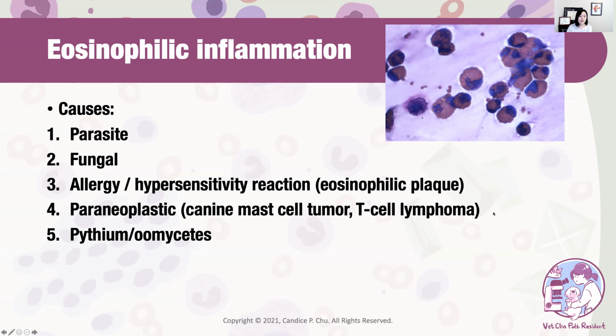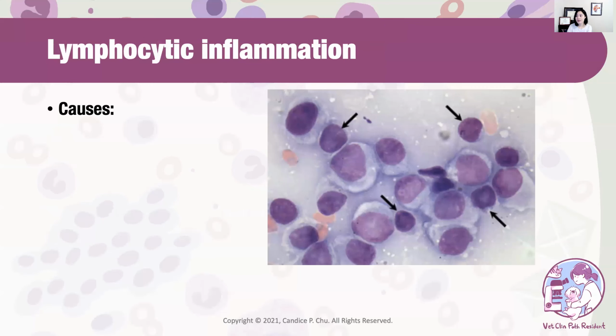And then something like a fungal organism, but not exactly a fungal organism. So like Pythium or oomycetes, they cause eosinophilic inflammation as well. And also don't forget the cause of idiopathic. And then moving on to lymphocytic inflammation. So in this picture, we have a type of neoplasia, and then we have lymphocytic infiltration. All the cells pointed by the arrows are small lymphocytes.